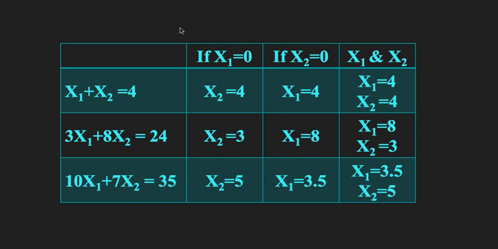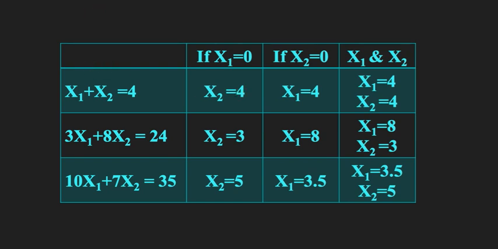This is the first column here. Next, we have this column. In this we are going to write down if x1 is equal to 0. Here we are going to write down if x2 is equal to 0, and here x1 and x2.